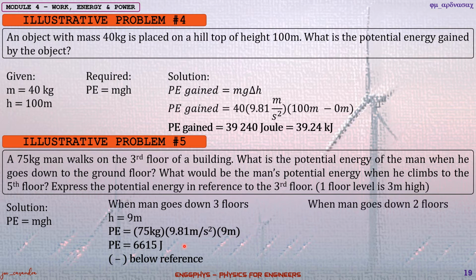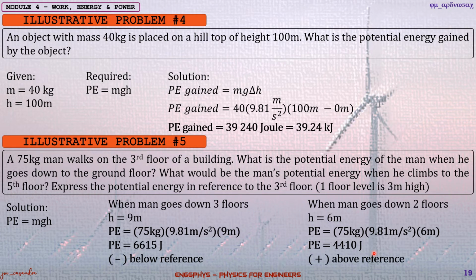Next, we have the next question. When the man goes up 2 floors, we'll have a height difference of 6 meters. We'll use the same equation, we'll just change the value of h. In this manner, we'll have 75 times 9.81 times 6, giving us a value of 4,410 joules. For this potential energy, when the man goes up, his potential energy is a positive value, meaning the man has gained potential energy.